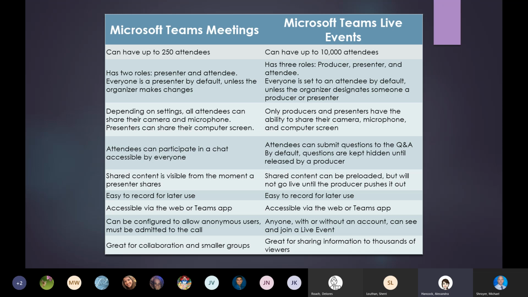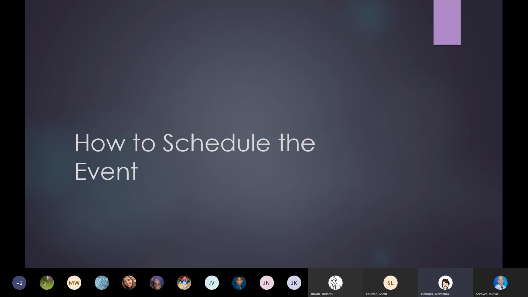So hopefully you have a little bit better perspective of a meeting versus a live event. Up until now, most everything you've done in Teams has been a meeting. These live events do take some really dedicated and purposeful effort to set up, so it's not something you would have inadvertently done. All right, so I don't see any questions coming in. Let's just dive right into scheduling the event. And then of course, as questions come up, I will answer them.